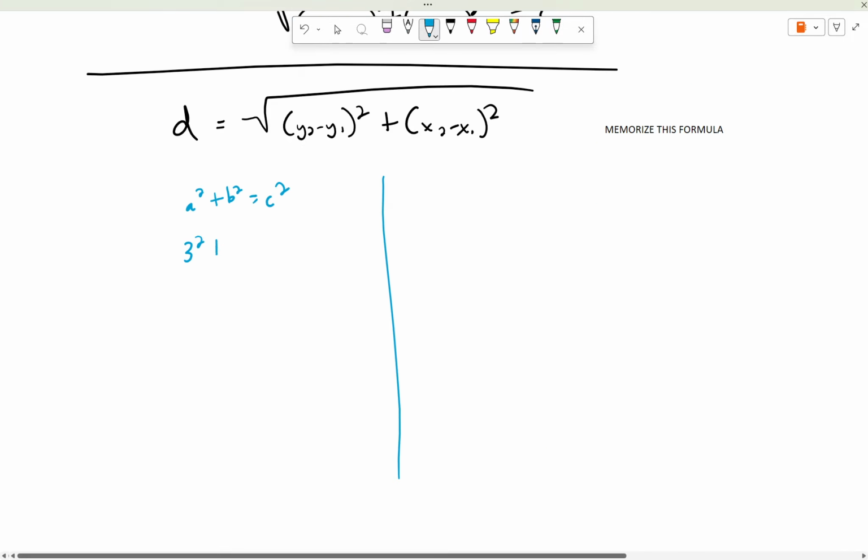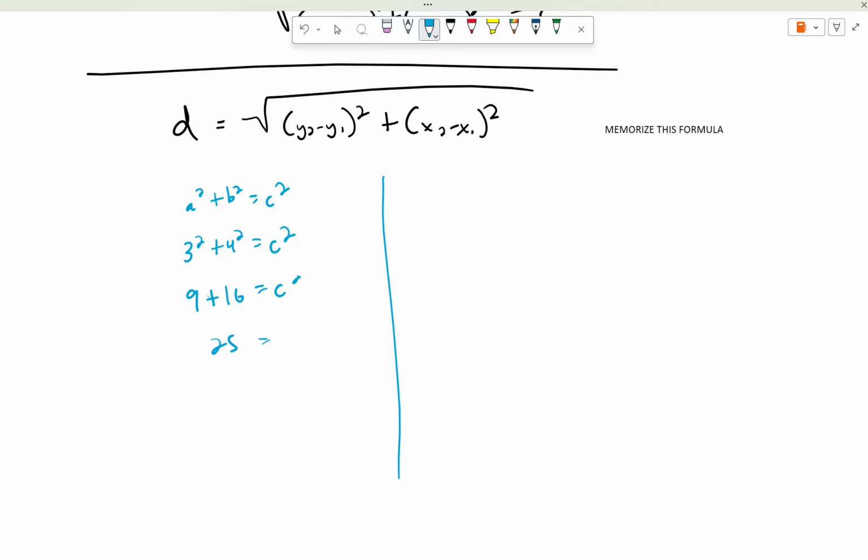So 3 squared plus 4 squared was equal to c squared, which is going to be 9 plus 16 is c squared. 9 plus 16 is 25, which is equal to c squared. And to solve for c, I have to take the square root on both sides. Square root of 25 is 5, and that's my c. Okay? Now, think about this.